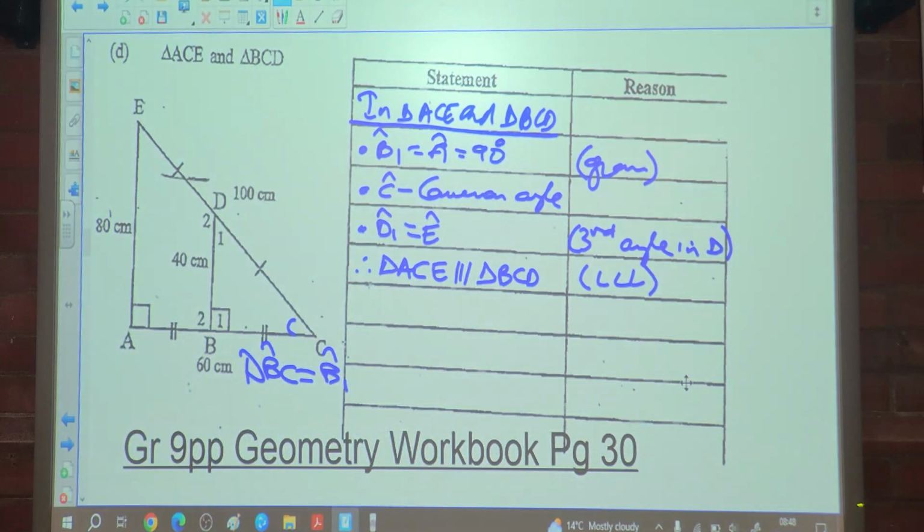Alright, so that basically brings us to the end of page 30. Okay, but you guys have done 31 and 32 now. So we'll start immediately.